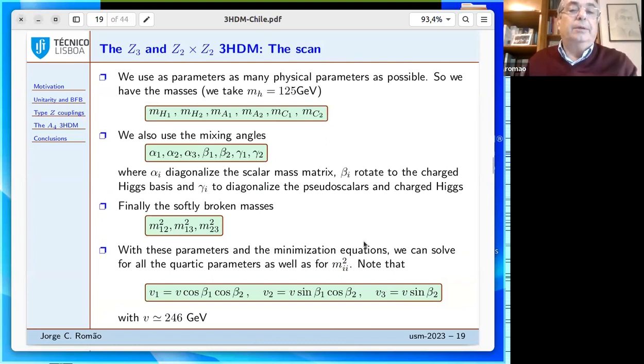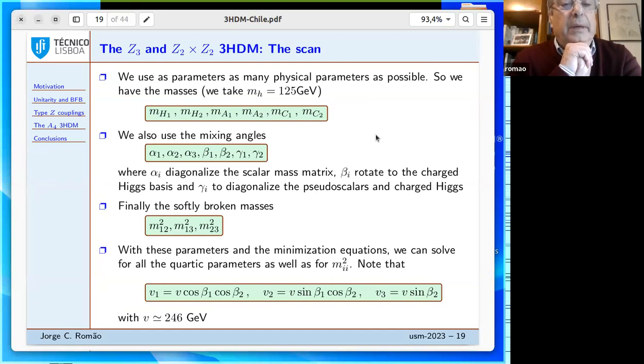For this, we have to implement the model, then we have to make a scan, and you have to choose what your parameters are, and we took as many physical parameters as possible. And of course, I'm considering as physical parameters the masses of the scalars which have not yet been discovered, but that's what normally people do. And of course, I'm taking the one which has been seen at 125, and then we have two extra scalars, two pseudoscalars, and two charged ones in this type of models.